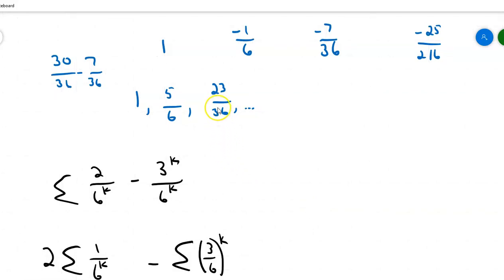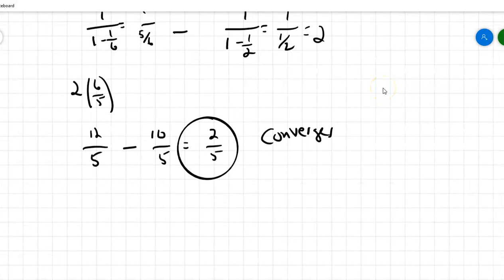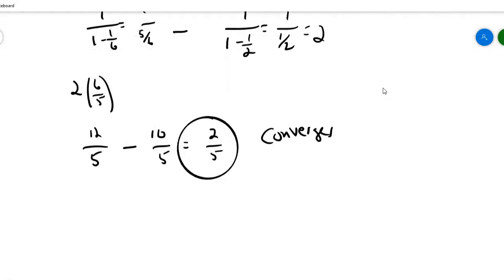That 23 over 36 is roughly 2/3. So I got a 1, I got a 0.83, 2/3 is about 0.67. It's going to take me a lot of terms until I get down to 0.4. So having some sort of a formula or way to evaluate this is helpful. It would also be helpful if I had some tests that I could use for series in general.